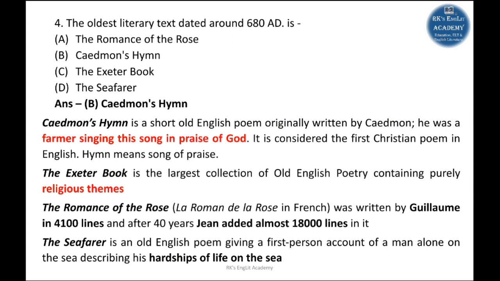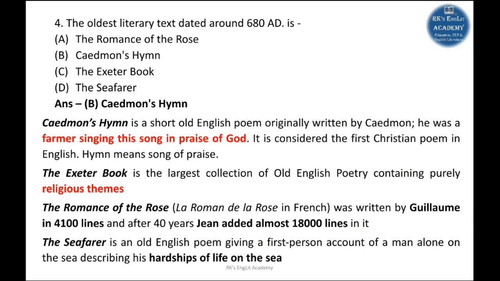Caedmon's Hymn is a short Old English poem originally written by Caedmon. He was a farmer singing this song in praise of God. It is considered the first Christian poem in English. Hymn means song of praise. The Exeter Book is the largest collection of Old English poetry containing purely religious themes.